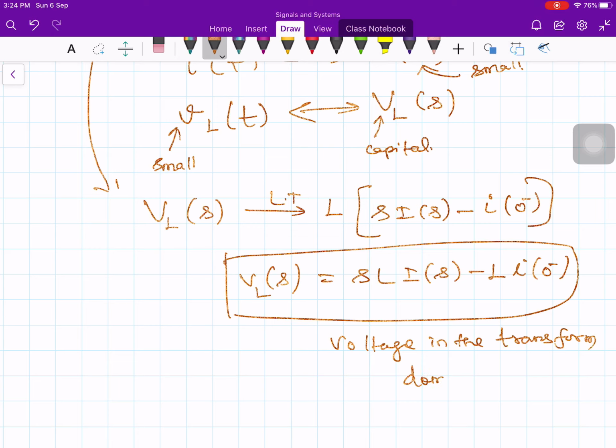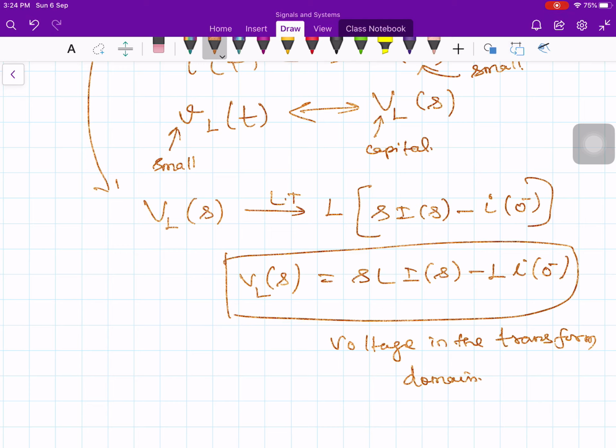Okay, so there are 2 points to be noted here. Time domain quantities are given lowercase letters, I mean small letters. When you make the Laplace transform of that, we use capital letters. Okay, so these are the conventions, so we should follow them.